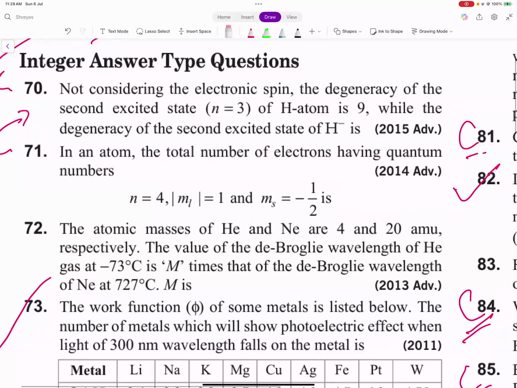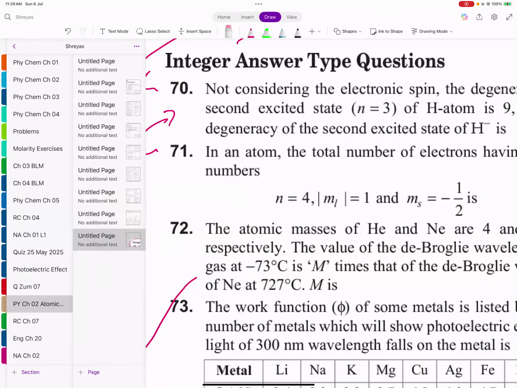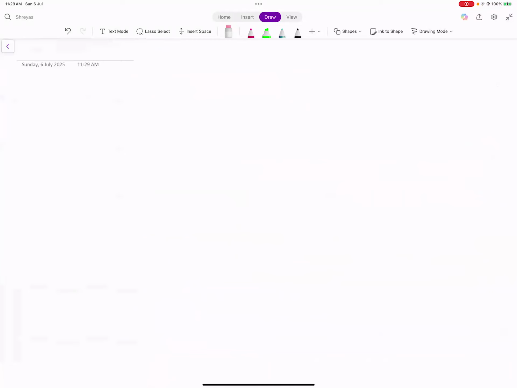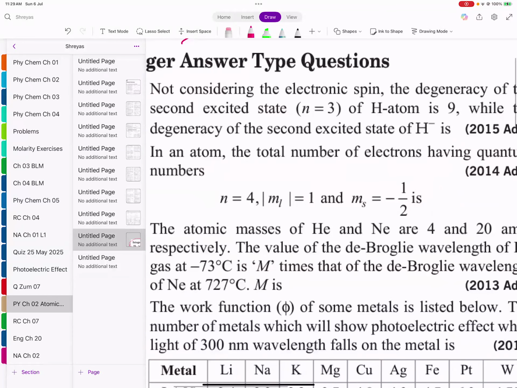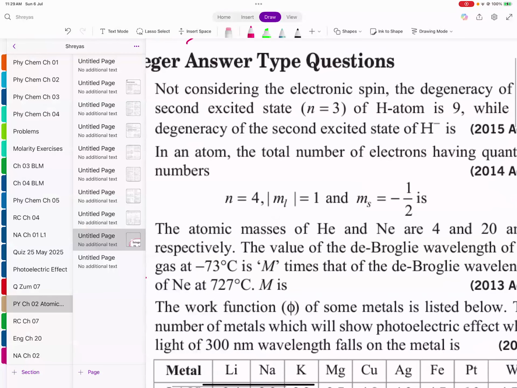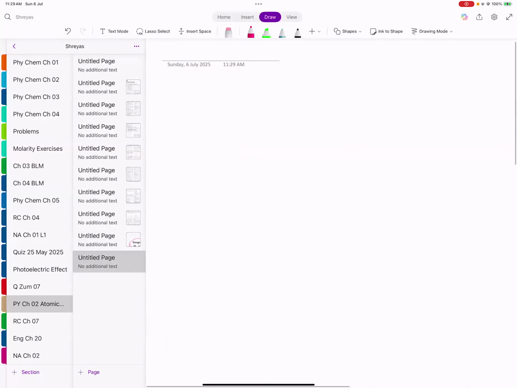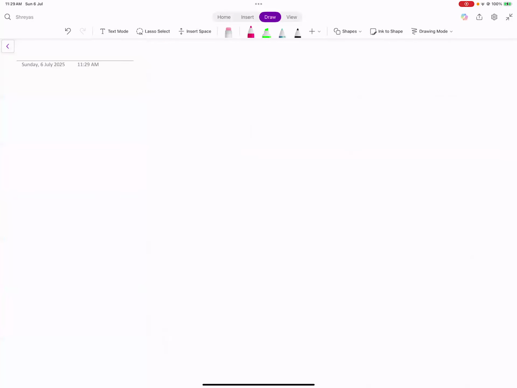Sir, I'm not getting it. Let's see. So for the hydrogen atom, they are saying that, not considering spin, the degeneracy of the second excited state of H atom is 9. Second excited state means n equal to 3, right?